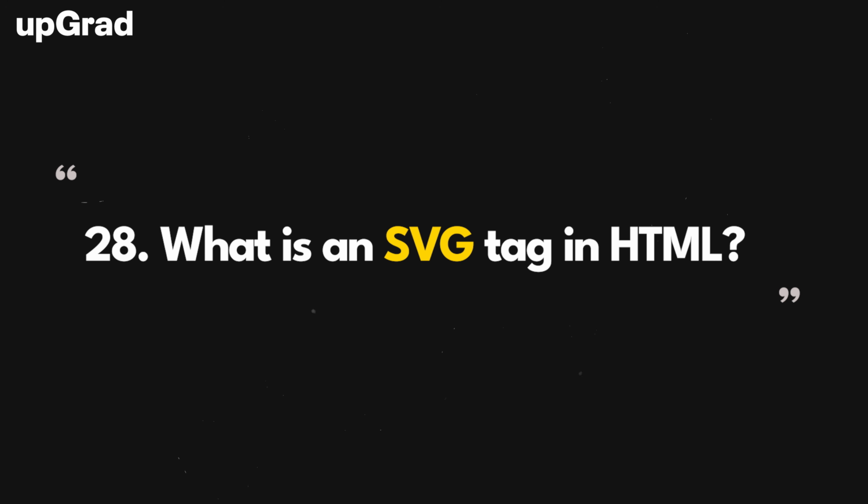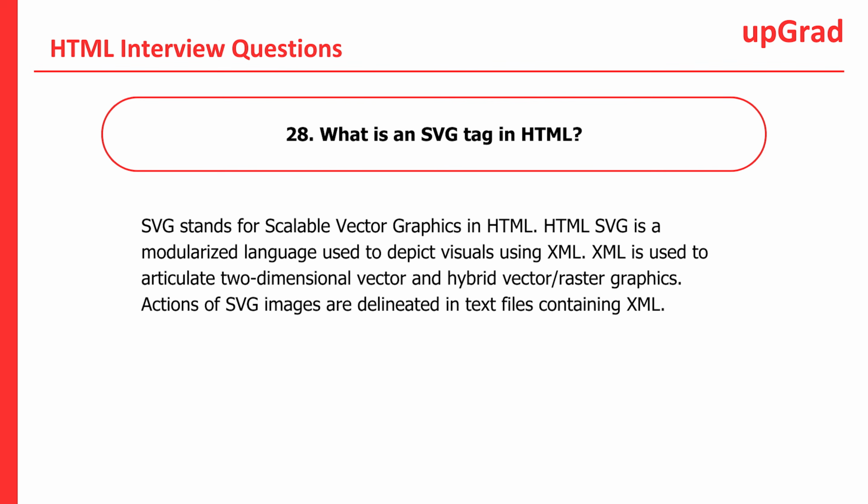Question number 28. What is an SVG tag in HTML? SVG stands for Scalable Vector Graphics in HTML. HTML SVG is a modularized language used to depict visuals using XML. XML is used to articulate two-dimensional vector and hybrid vector graphics. Actions of SVG images are delineated in text files containing XML.